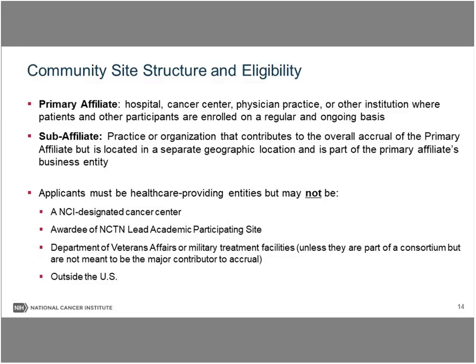Just a little bit about eligibility. Applicants for the community sites must be healthcare providing entities and cannot be an NCI designated cancer center, cannot be an awardee of the NCTN lead academic participating site in the National Cancer Treatment Trials Network. A Veterans Affairs institution cannot be the primary recipient of the grant, but can be a sub-affiliate. And it must be within the United States. However, you can be a U.S. territory, so that would include Puerto Rico, Guam, Virgin Islands, and other U.S. territory components.